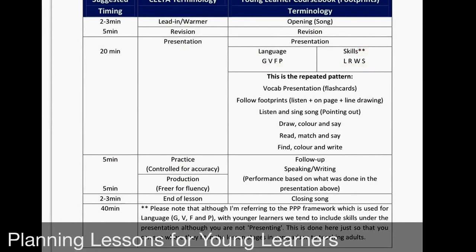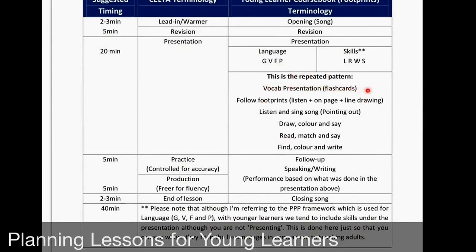Please look at the asterisks and what it says down here. Please note that although I'm referring to the PPP framework, which is used for language, grammar, vocabulary, function, pronunciation, with younger learners, we tend to include skills under the presentation, although you're not presenting. So what we're doing with younger learners is more integrated skills work, especially for the younger spectrum of the young learners. This is done here just so that you can see where they fit in the lesson stages in comparison to teaching adults.